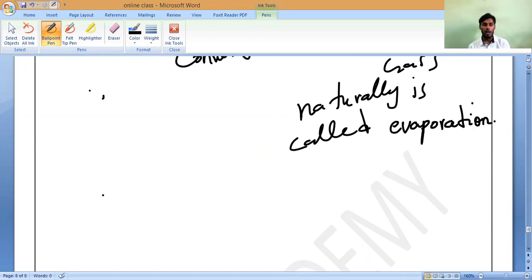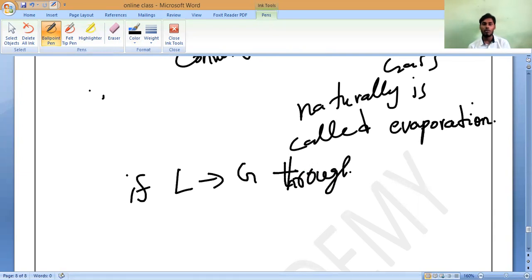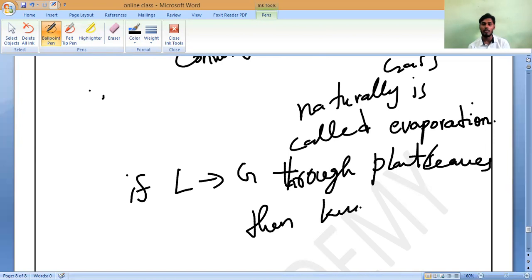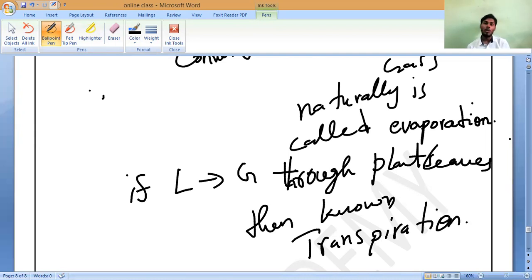If liquid state is converting into gaseous state through plants, through plant leaves, then it is known as transpiration. So transpiration, natural calamities, prolonged, precipitation, consequences, persistent. These are all the new words which I have taught.